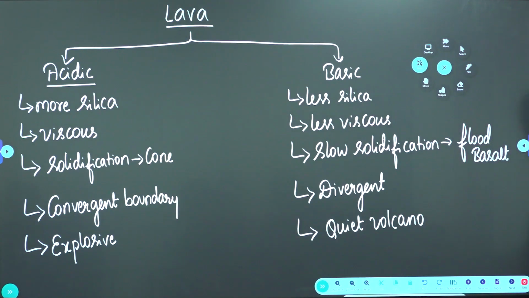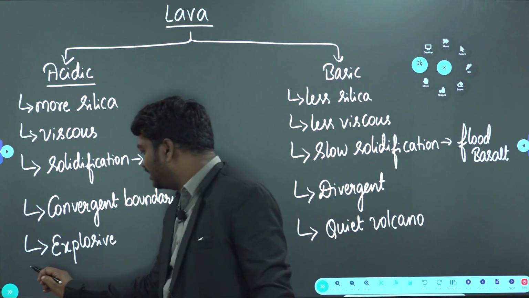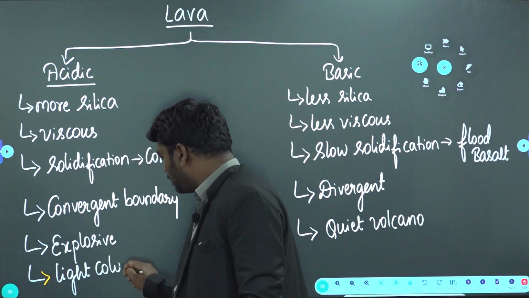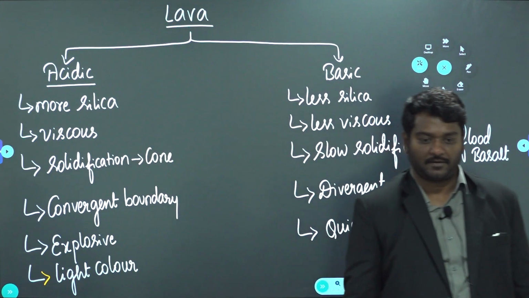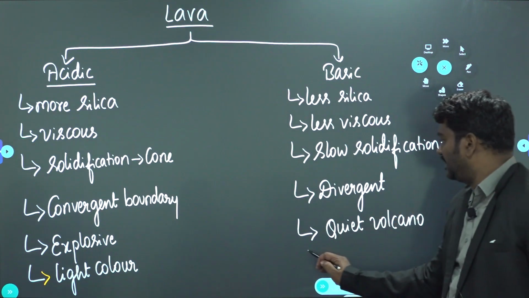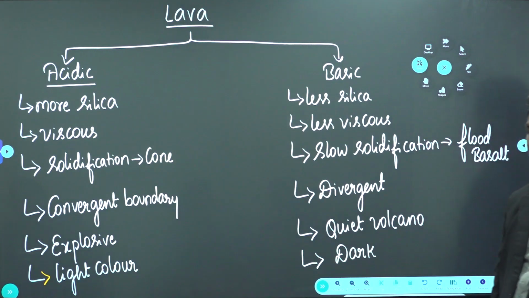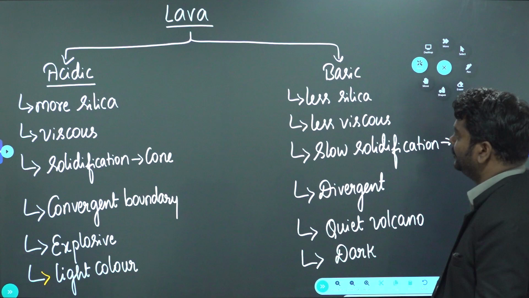Which is India's volcano? Deccan Plateau is formed due to which one? Basic. Flood basalt. Yes. If silica content is more, light color. If silica content is less, it will become dark color. Black soil. Fine. Next.